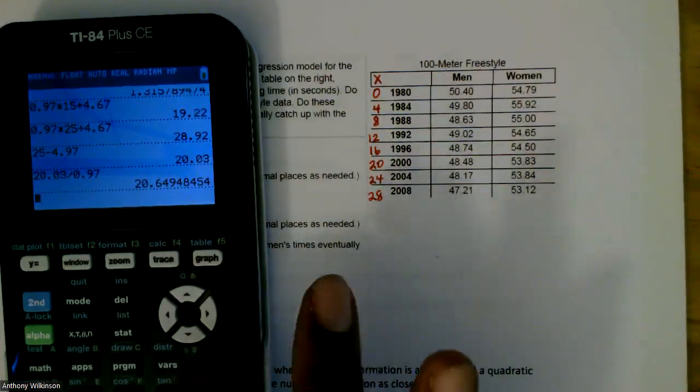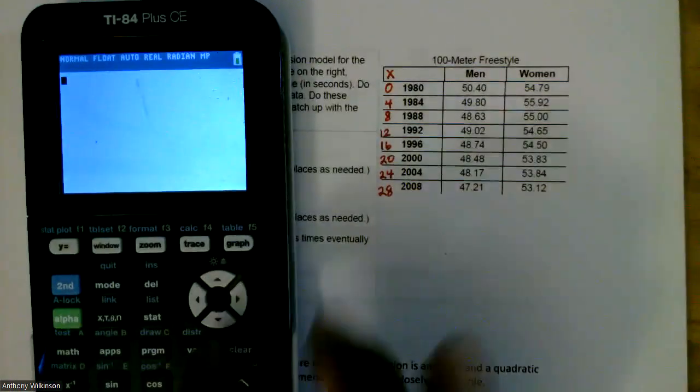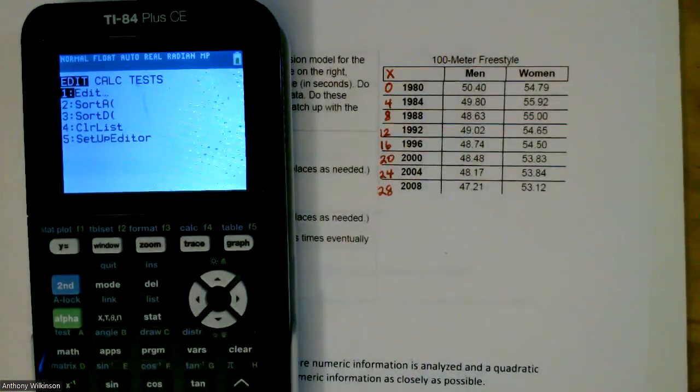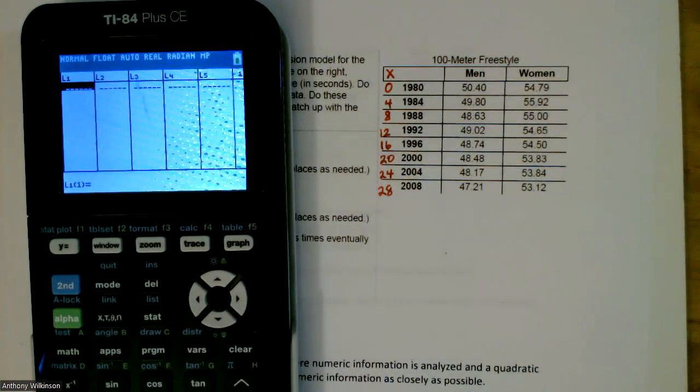We're going to use the table. So now, let me clear this out. We're going to press the stat button right here, STAT. And I'm going to edit. So I'm going to select number 1 for edit. Now I have nothing in L1 and L2 and L3.